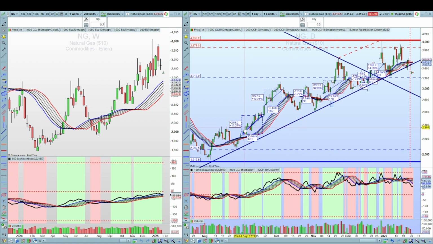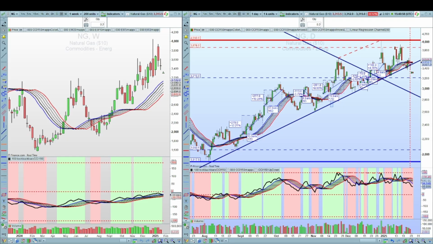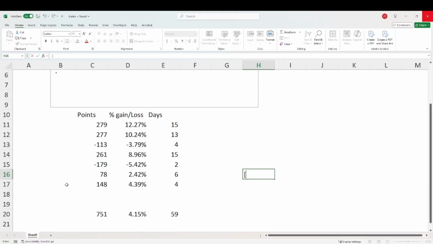What I've done is I've transferred these amounts, points, percentages, and number of days or bars into the spreadsheet. So what that looks like is this. On various days, I've had a couple of losses there, and we stopped trading going back here after we saw that divergence. So that included some of these losses. There's minus 179 there and minus 113 there. So the rest were all positive.